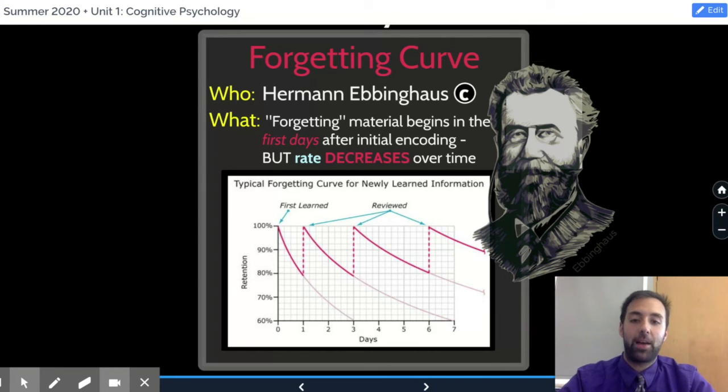So if you were to graph how much information you forget, you actually lose a large percentage of learned material in the first couple days after you've initially encoded it. So even if you encoded fairly effectively, you were able to pull some information out of long-term memory when you went and did your homework that night, you actually tend to forget quite a bit of that information after the first day. What's really fascinating is that the amount that you forget begins to plateau. So the rate, the pace, how quickly you forget, actually decreases over time, which might sound a little bit weird, but I'll give you an example of this.